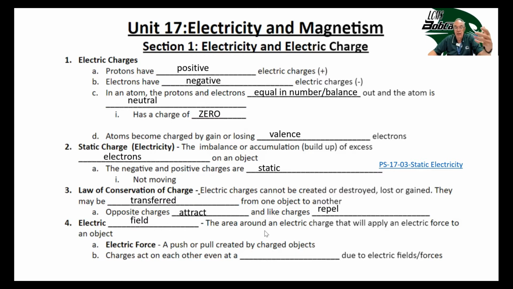Okay. And in that field, just like a magnetic field, an electric force is a push or pull created by the charged objects, and they can act on each other even at a distance due to the electric fields or forces. So as those charges build up, those positives and negatives, you can think of it working like magnetism. You've got this electric field caused by the electrons around the object that has the charge, like the balloon, and it can act on things even at a distance. So we're going to take a look at this demonstration of a magnetic field around a wire with electricity flowing through it.